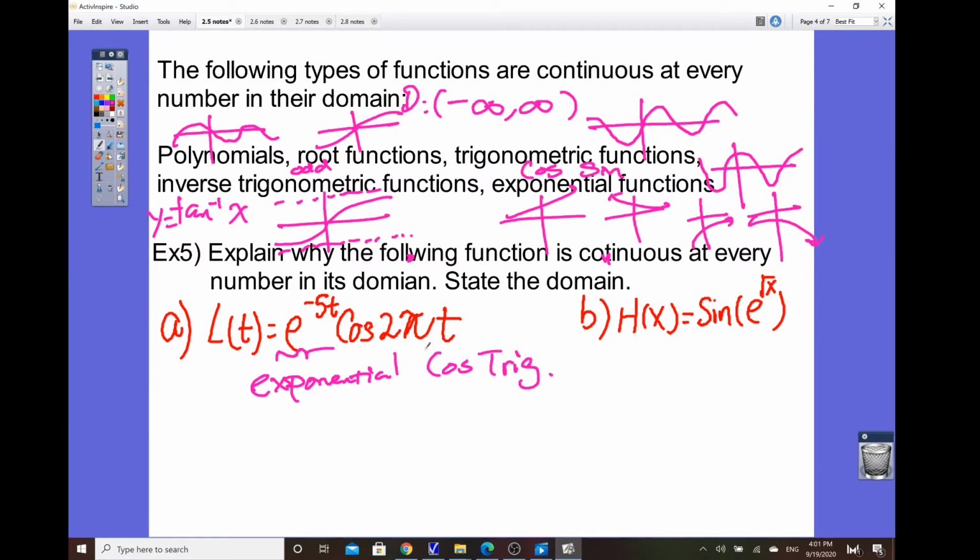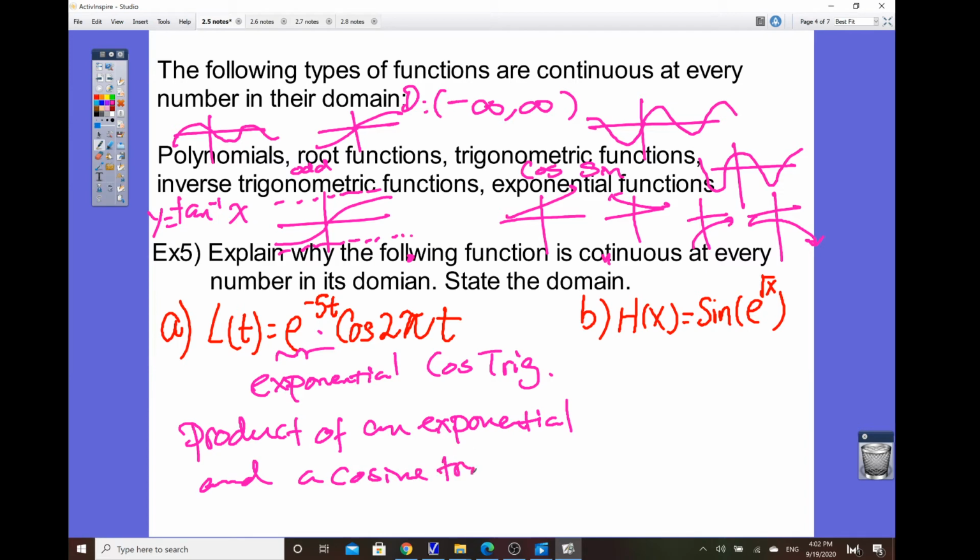Basically this guarantees that the product of those two functions must be continuous, because one is exponential and the other is a cosine trig function. So this satisfies the condition we have. Once we find any of those functions considered exponential or trig, that means the product, because once you multiply them it's called a product, of an exponential function and a cosine trigonometric function is also continuous.